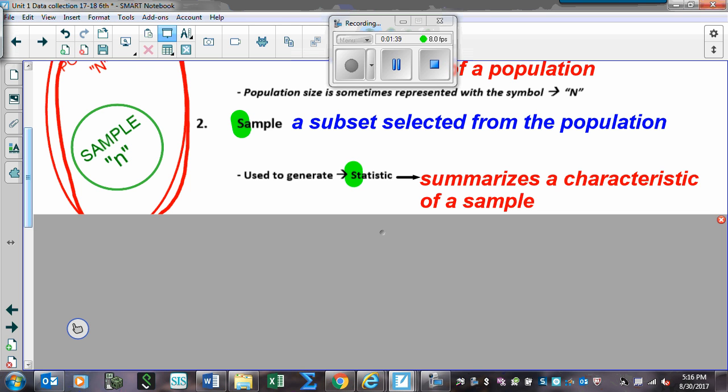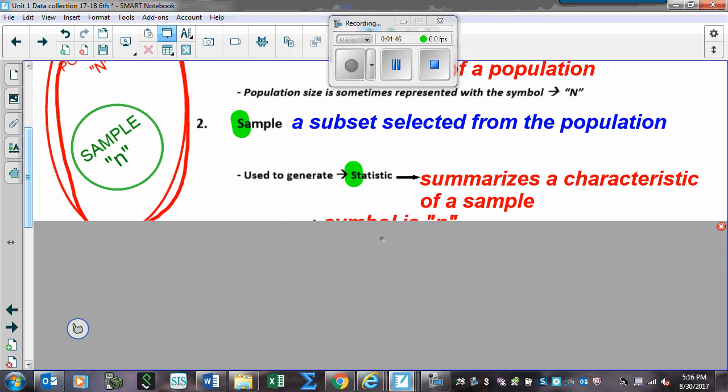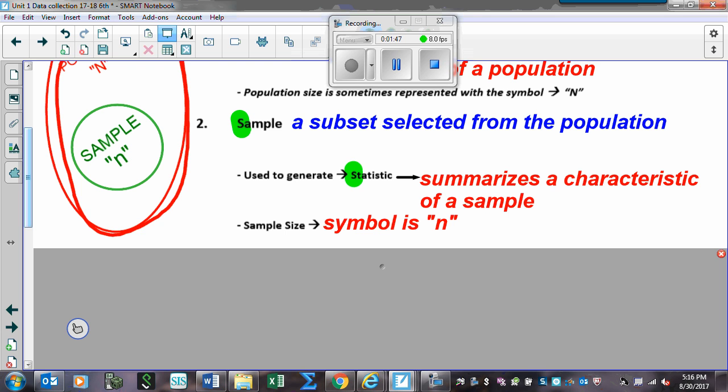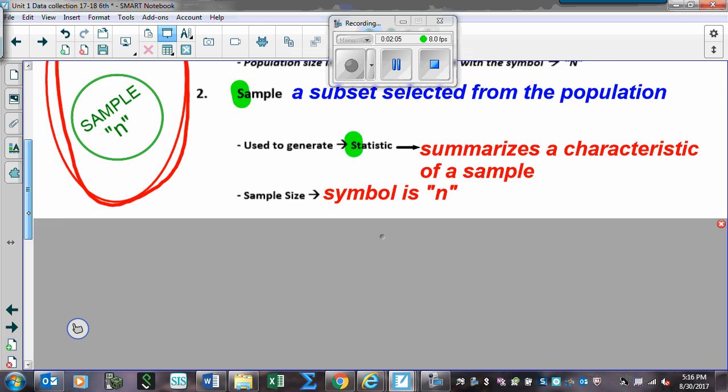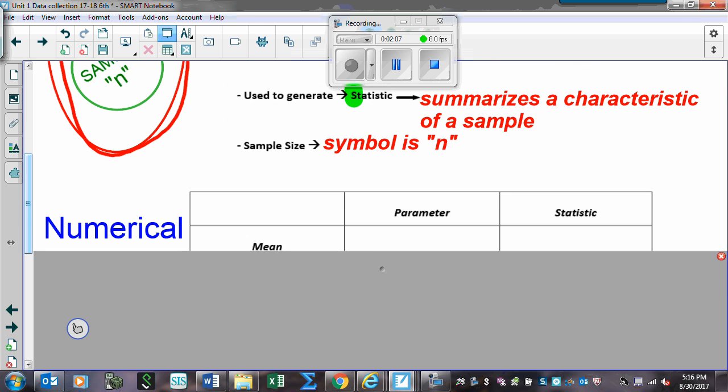Now, what we're studying, the characteristic, that's summarized by a statistic. And so, for the statistic, we can talk about the mean of the sample, that's a statistic, or the standard deviation of the sample, if we're talking numerical. And if we're talking categorical, we could talk about the proportion of a sample and that statistic. And we'll talk about how we symbolize that.